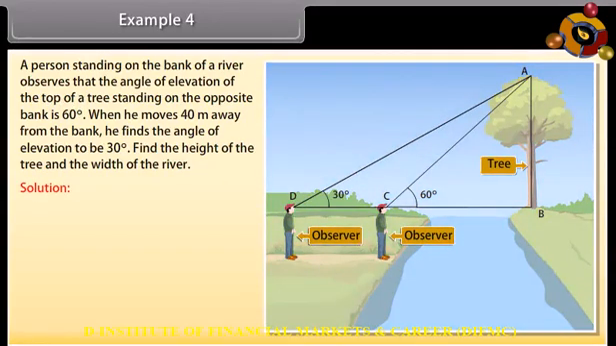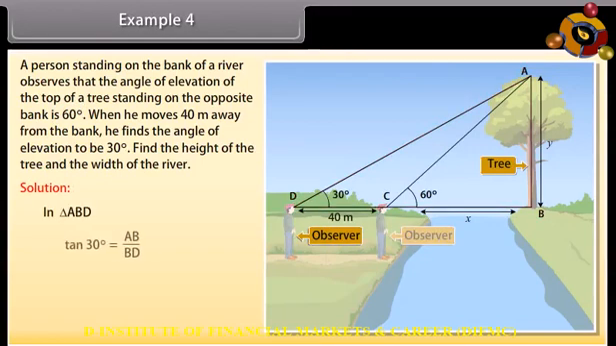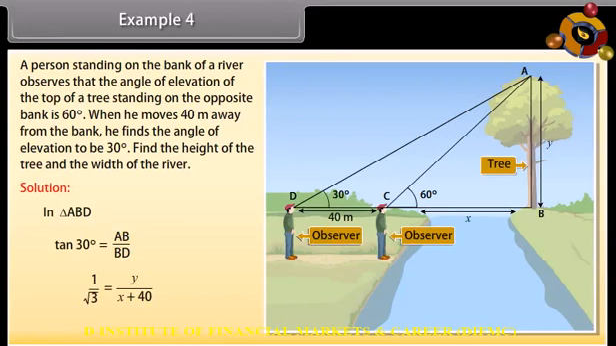Solution. Let height of the tree be y and width of the river be x. CD is equal to 40 meter. In triangle ABD, tan 30 degree is equal to AB upon BD. 1 upon square root of 3 is equal to y upon x plus 40, which implies x plus 40 equals y into square root of 3. Equation 1.